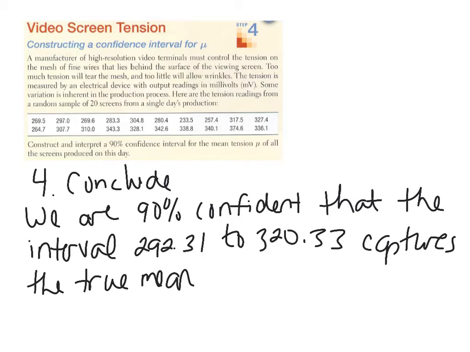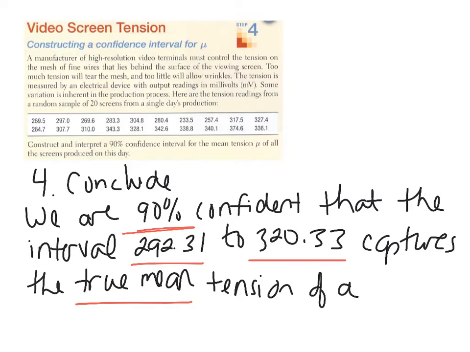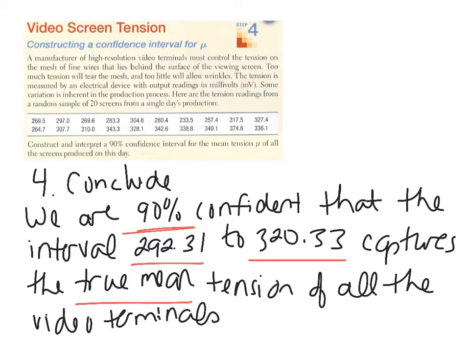So our conclusion is our blanket statement. We are 90% confident that the interval 292.31 to 320.33 captures, and we're looking to capture the true mean, and then I put that in context. So the true mean tension of all the video terminals produced that particular day, because we cannot draw conclusions about other days because we were only pulled from that particular day. So the true mean tension of all the video terminals produced that day.